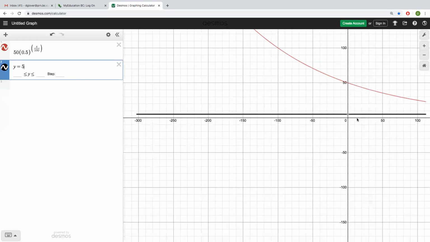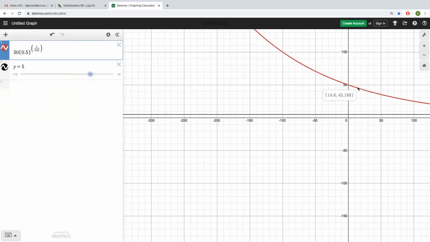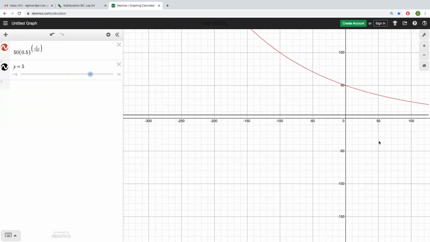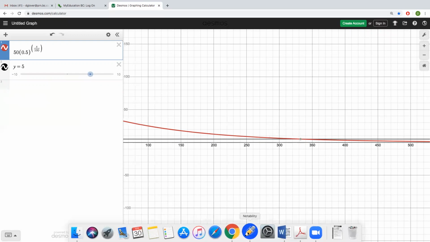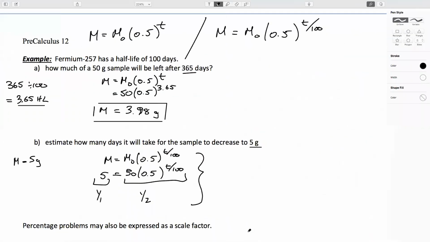And if we zoom out, this models the decay, the half-life decay. This is 5. The intersection point right here is 332.2. So if we go back to Notability, they intersect at x equals 332.2. So t equals 332.2 days.